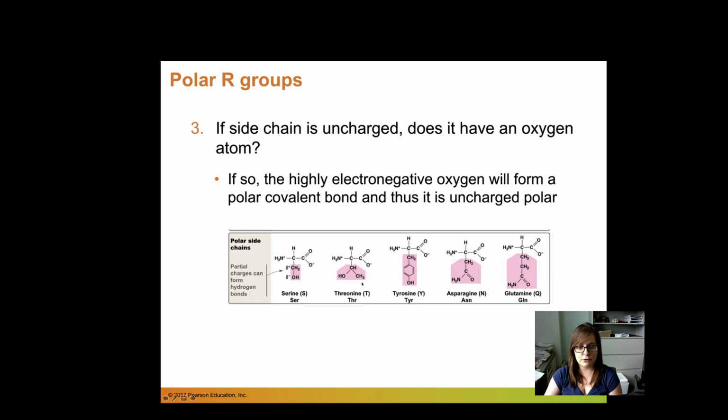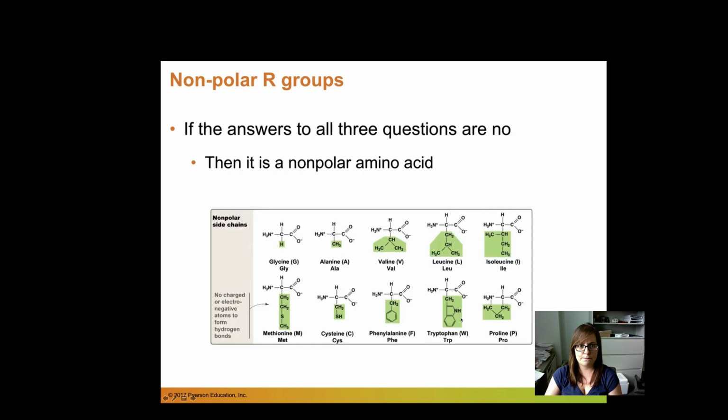So serine, threonine, tyrosine, asparagine, and glutamate all have oxygen. So these all create partial charges on the oxygen, and these partial charges create polar side chains. And the polar side chains interact with water, so they're hydrophilic.